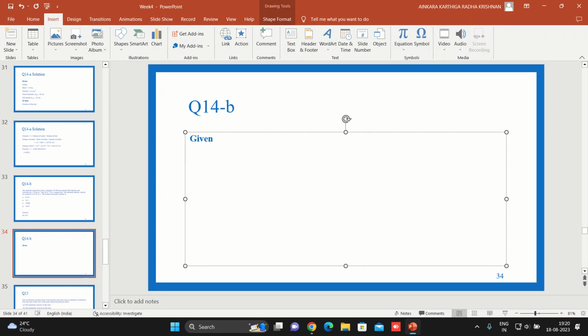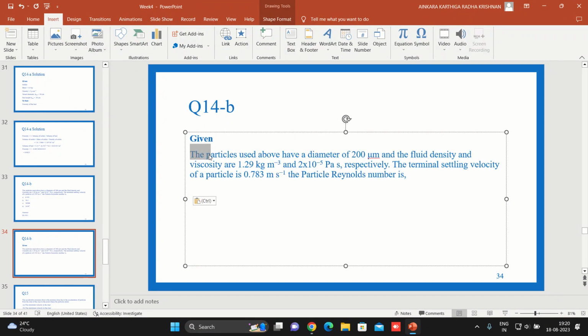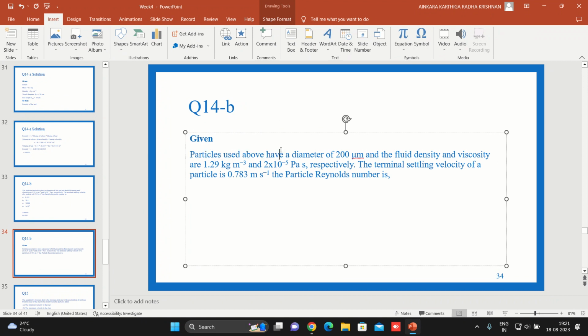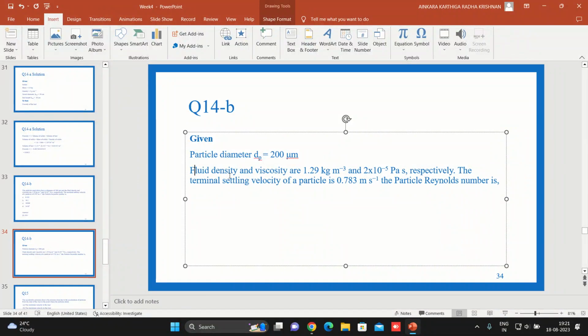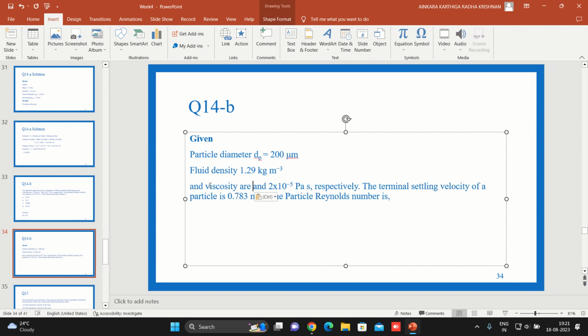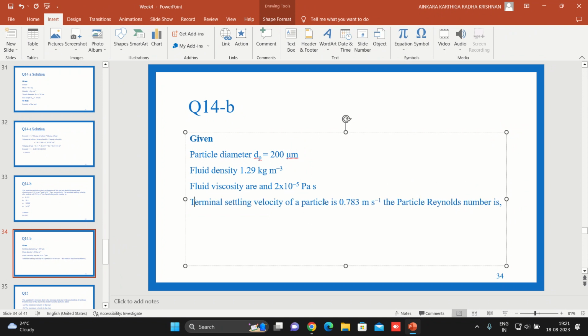So we'll write the given particle diameter is equal to 200 micrometer. dp is equal to 200 micrometer. Fluid density is 1.29 kg per meter cube, and fluid viscosity 2 into 10 power minus 5 pascal second. Velocity is this, and particle Reynolds number we should find.